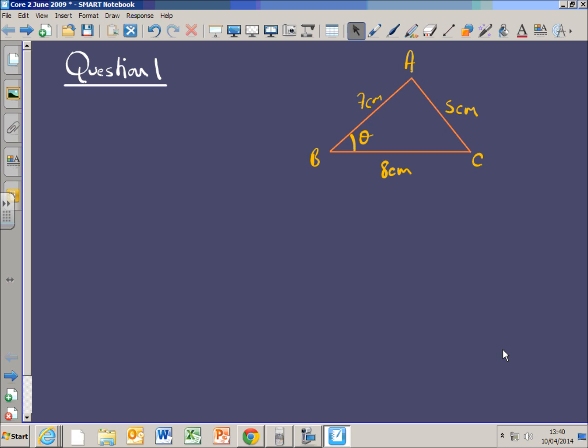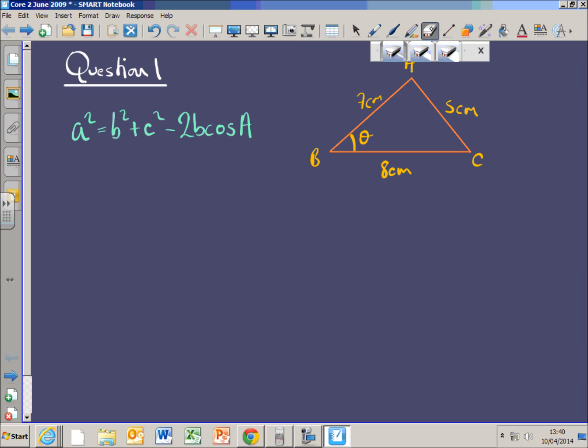Cosine rule. And what is the cosine rule? A squared equals b squared plus c squared. That's just Pythagoras. And then you take away the 2bc cos A. Okay, that's in the formula, I believe. Oh yes, sorry. 2bc cos A, right?